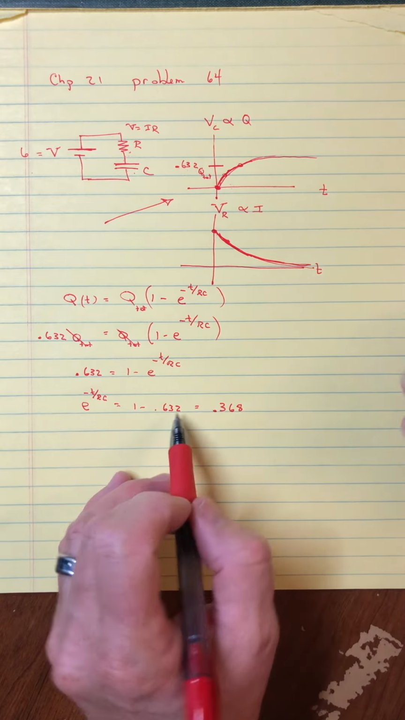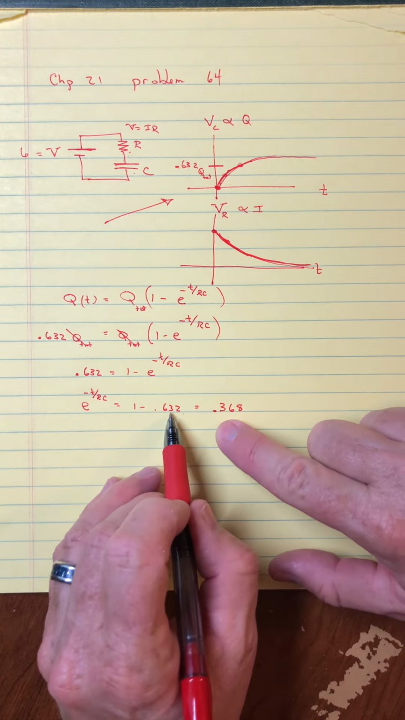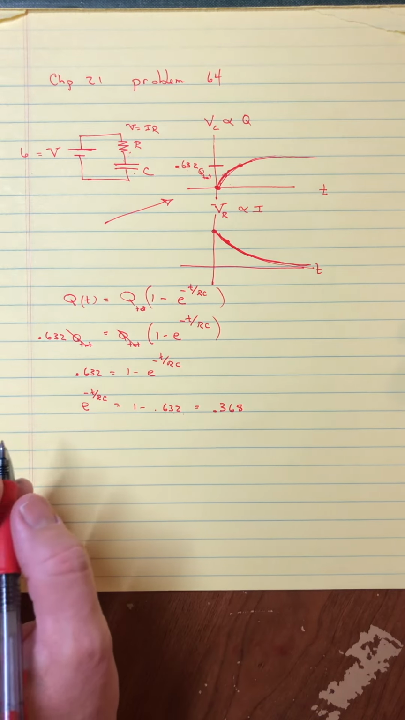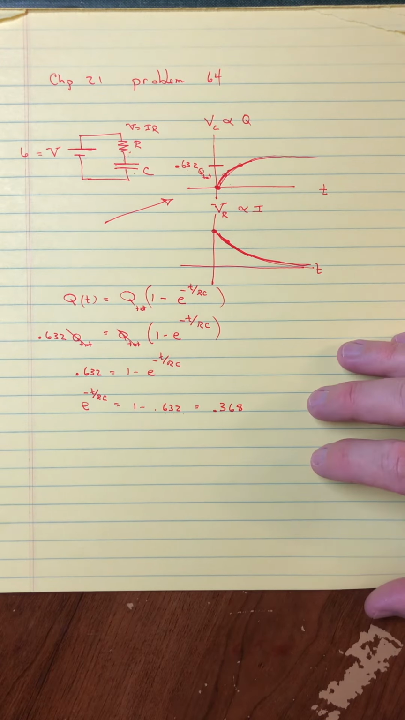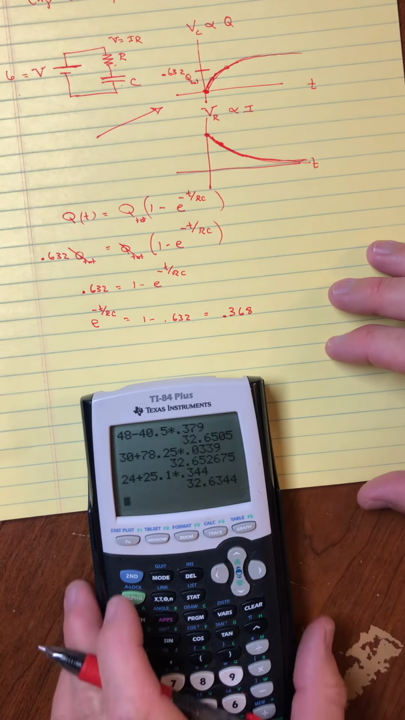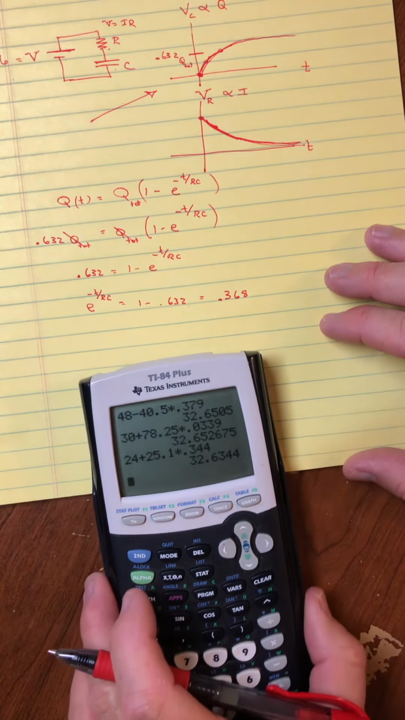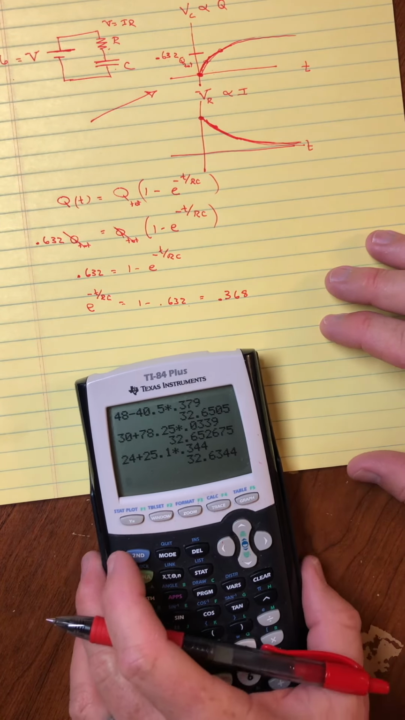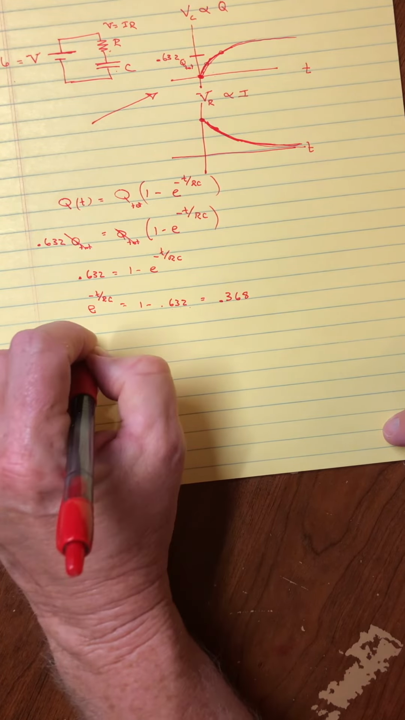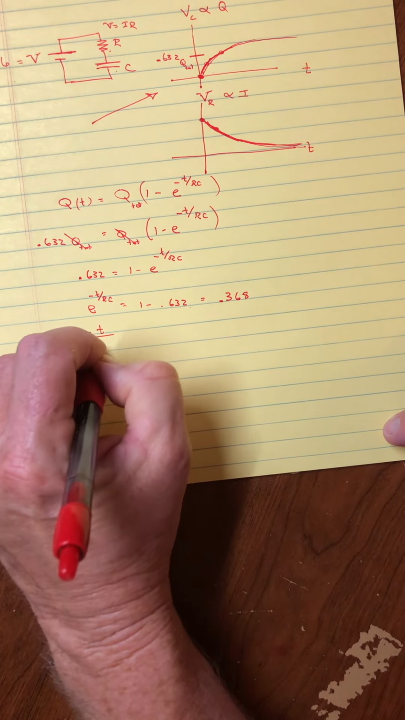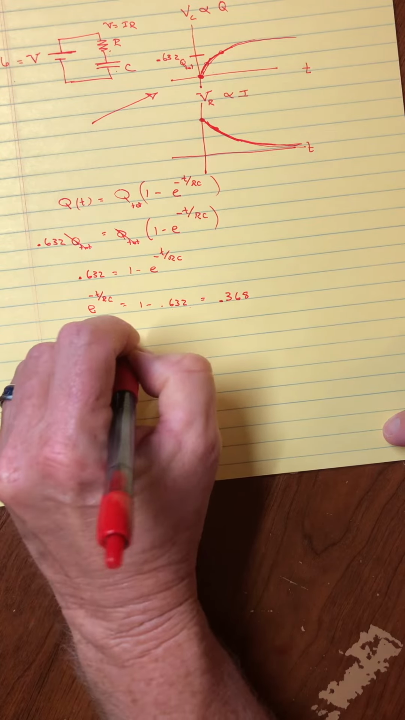And that is the famous 37% or 36.8. I believe that'd be a 0.368. Yeah, good, because this is one time constant. Here's what I mean by that. If I take a natural log now, well, let me do this side first. So I'll take the natural log of this side. So I get minus t over RC.